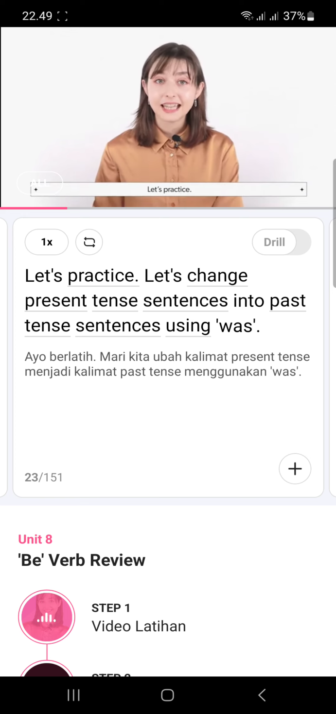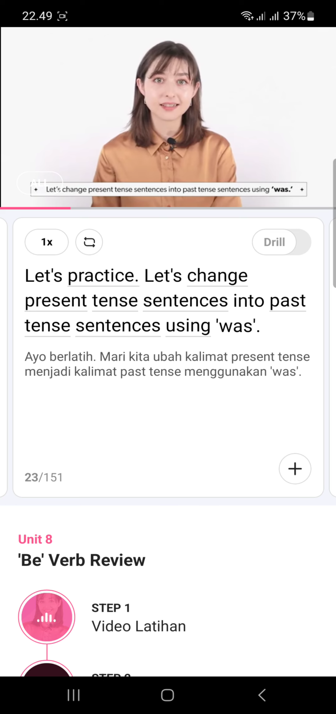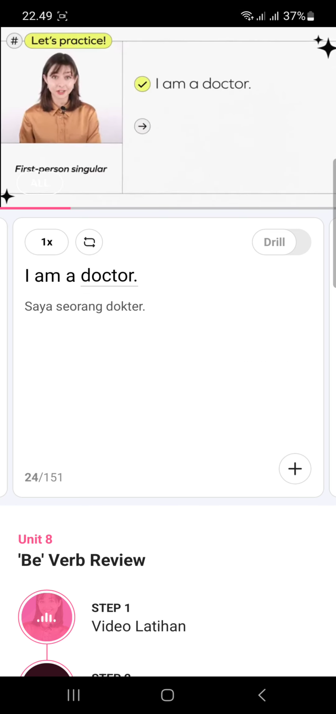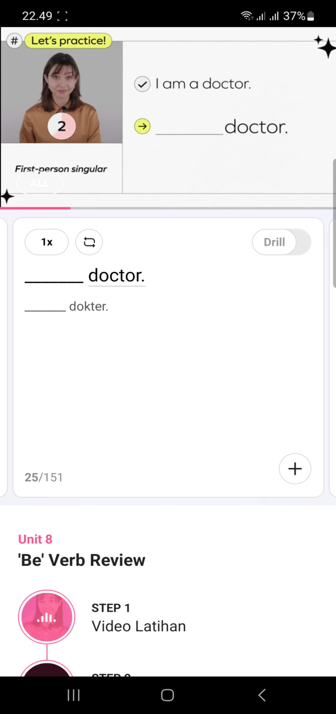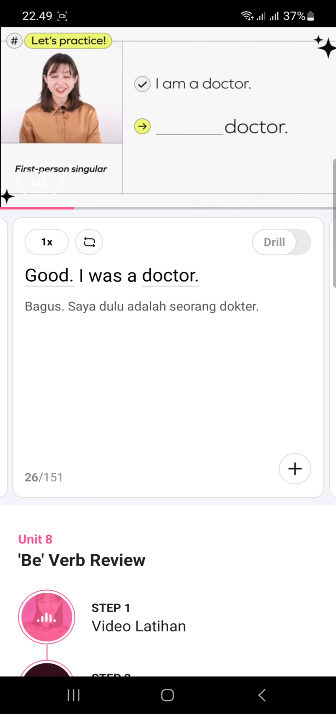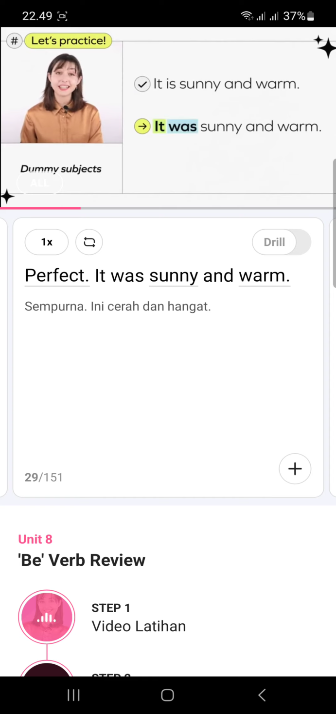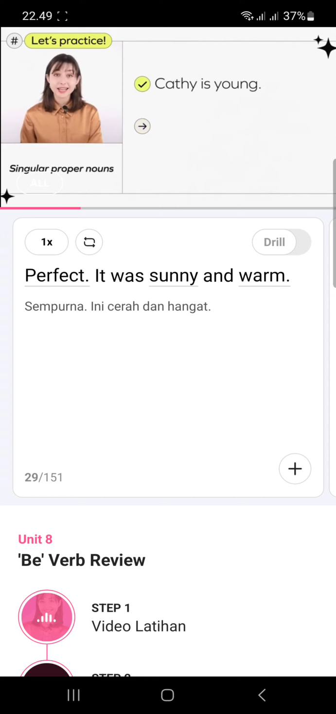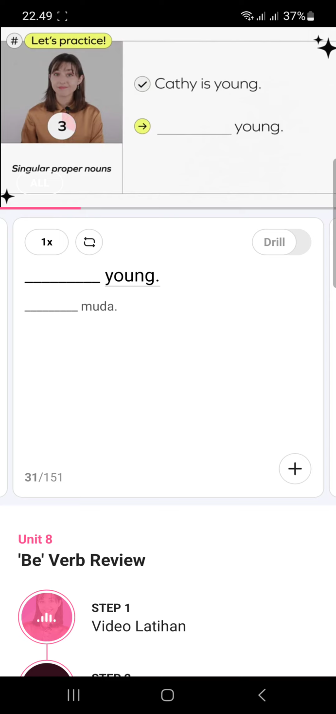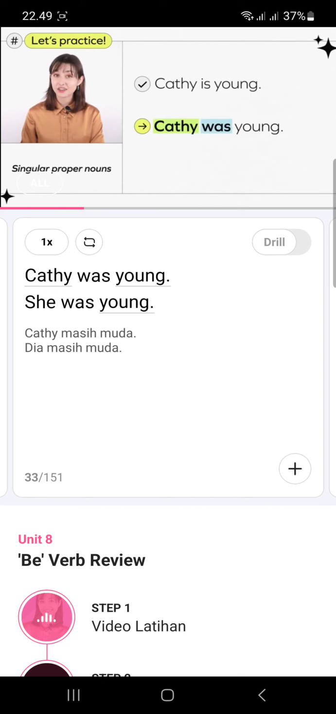Let's practice. Let's change present tense sentences into past tense sentences using was. I am a doctor. Good. I was a doctor. It is sunny and warm. Perfect. It was sunny and warm. Kathy is young. You have two choices. Kathy was young or she was young.